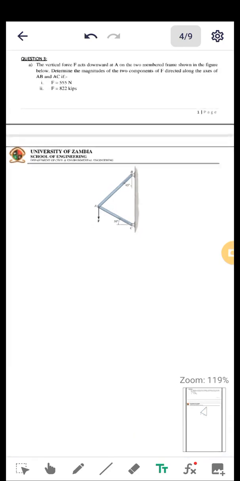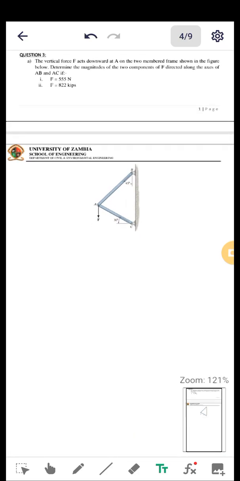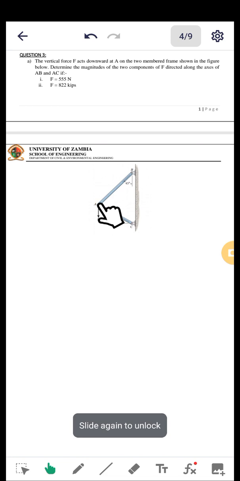Okay, so let me just zoom in a bit like that. To start with, as you can see, there's a force here. We've been given the components of this force in AB and in AC. Then you've been asked to find the magnitude of AB and AC. So here's the thing: you need to make sure that you have a parallelogram to solve such problems.